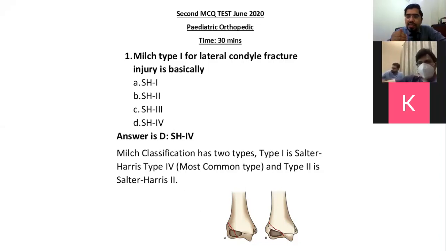Salter-Harris injuries are repeatedly tested. They are sometimes tested in different forms. The correct answer was Salter-Harris type 2. This picture will make you memorize this, so you will remember this picture and you won't forget it. There was also one thing: Milch type 2 correlates with Salter-Harris type 1, and Milch type 1 correlates with Salter-Harris type 4.